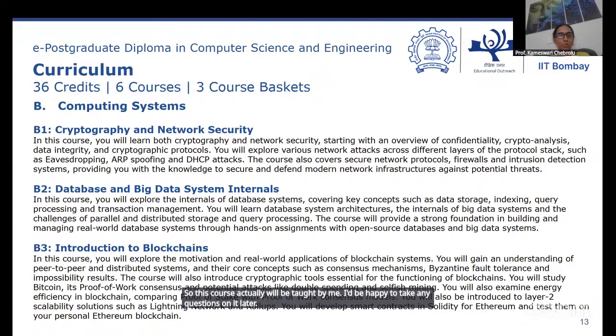The second course is database and big data system internals. This will actually be taught by Professor Sudarshan, who is also here. These days, if you want to build any high performance application or you want to deal with very large data sets, without knowing the internals of a database or big data systems, it's near impossible to optimize or scale your system. So this is again very relevant in the real world, a very hands-on course that will give you a good picture of how to build such systems.